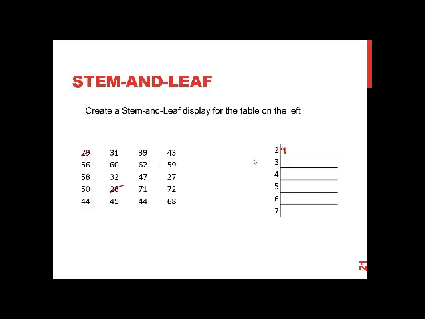There's a 28, 27. Oftentimes these will be listed in ascending order, but I don't believe that's a requirement. Looking for 30s now. We've got a 31 and a 32. So 1 and 2. We've got a 39.